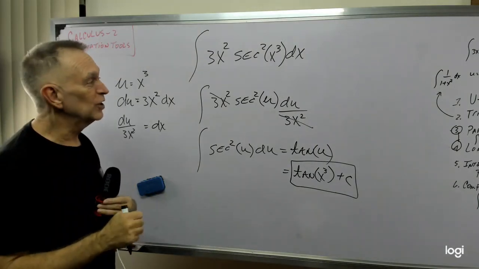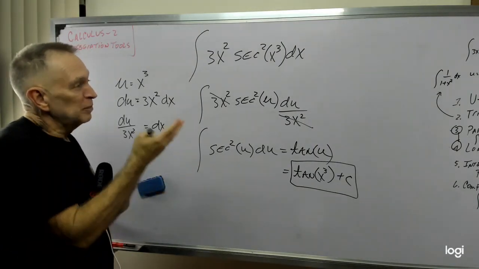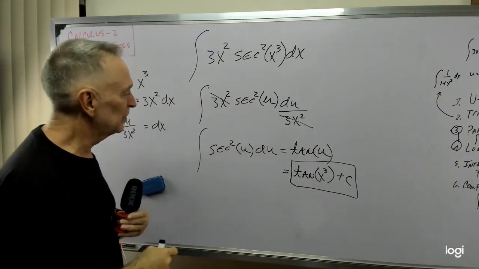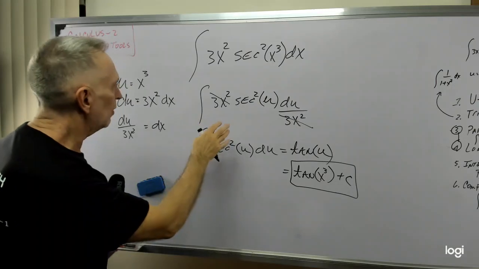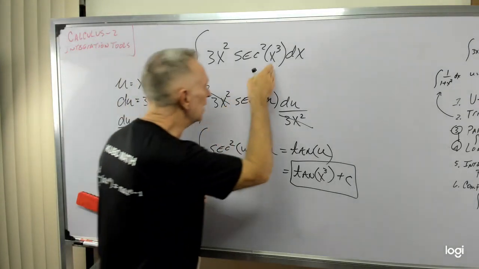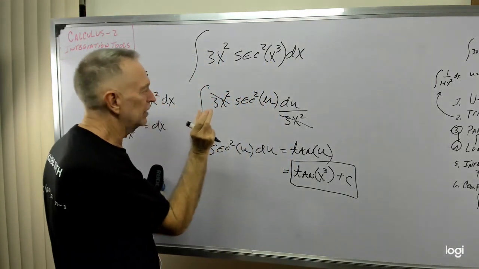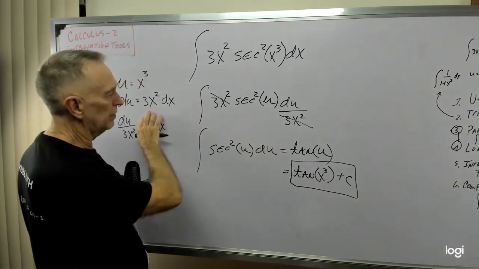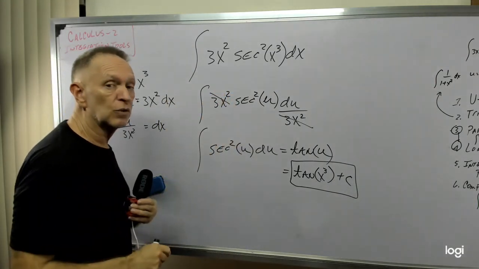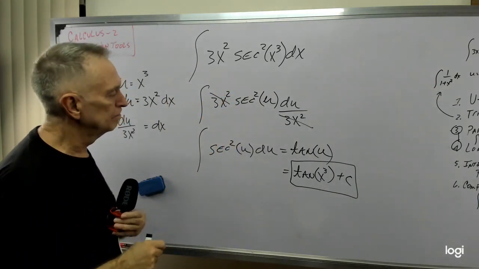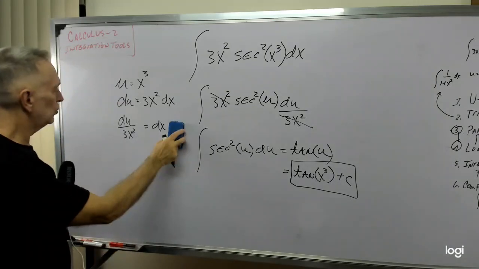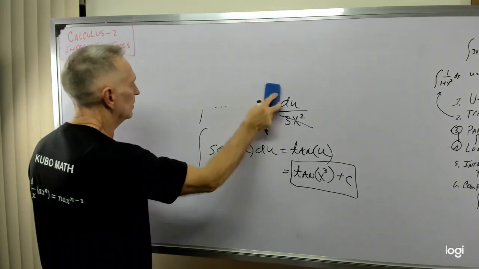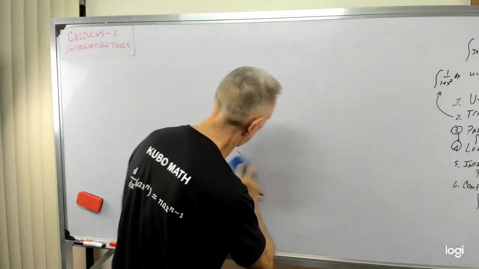See how U-Sub works? Before U-Sub, I would have no idea what to do with this. But U-Substitution allowed us to look inside that function, the inside bracket, substitute u, take its derivative, and see if I can cancel other items in the problem. So that's U-Sub, okay?